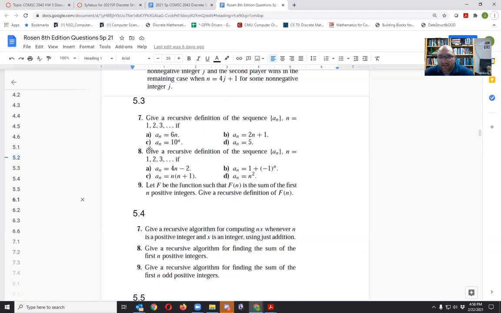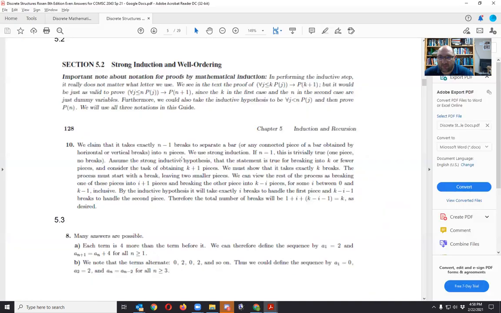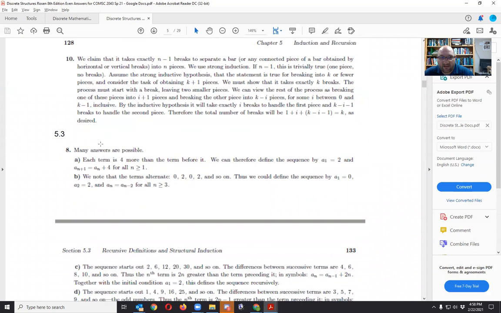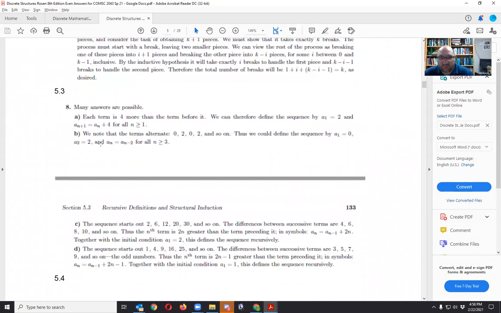Okay, problem number 8. It says give a definition for these sequences. And so notice there are some strong similarities. Hopefully you'll start to see some patterns that are showing up. So we come down here, 5.3, number 8.